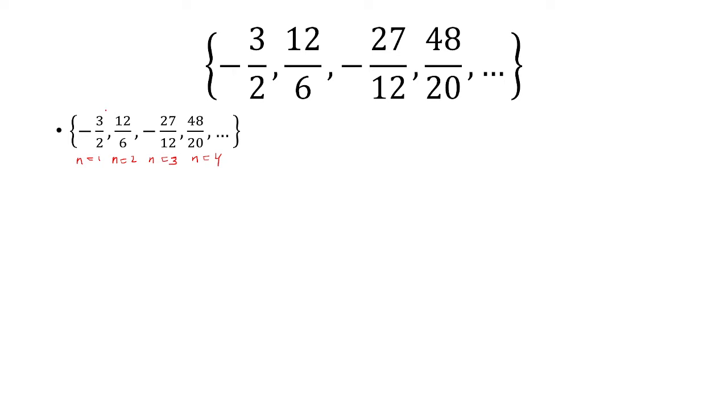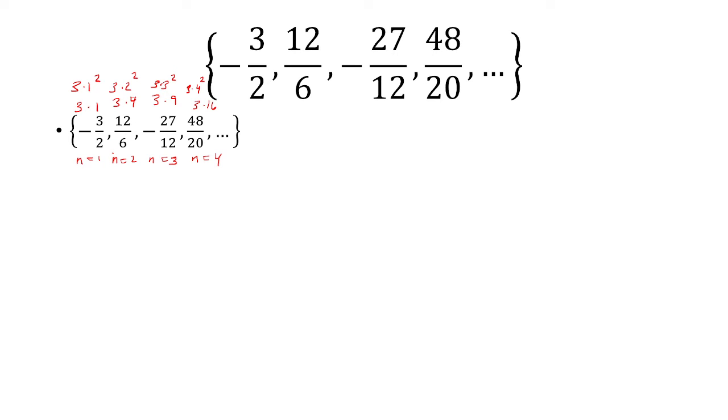Notice in the numerator we have 3 and then 12. To go from 3 to 12, you just multiply by 4. And to go from 3 to 27, you just multiply by 9. And to go from 3 to 48, just multiply by 16. Continuing the pattern, 3 is just 3 times 1. Notice that 1, 4, 9, and 16 are perfect squares, so we can rewrite it as 3 times 1 squared, 3 times 2 squared, 3 times 3 squared, and 3 times 4 squared.